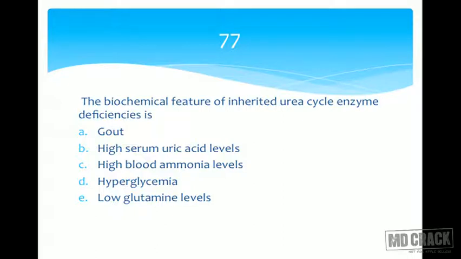The biochemical feature of inherited urea cycle enzyme deficiencies is... urea cycle. We are going to urea cycle. So what is a biochemical feature of inherited urea cycle enzyme deficiencies? Gout, high serum uric acid levels, high blood ammonia levels, hyperglycemia, low glutamine levels. So the answer is high blood ammonia levels.